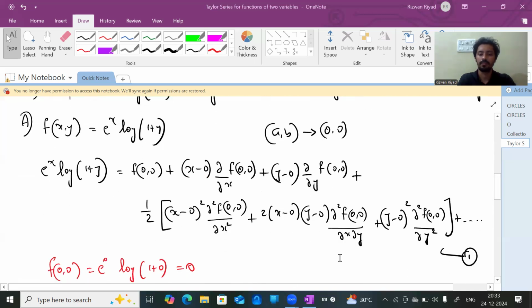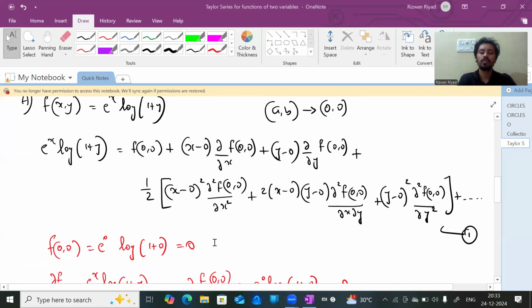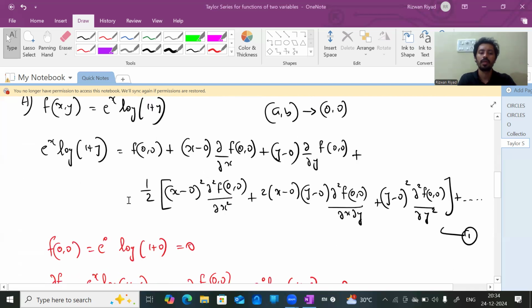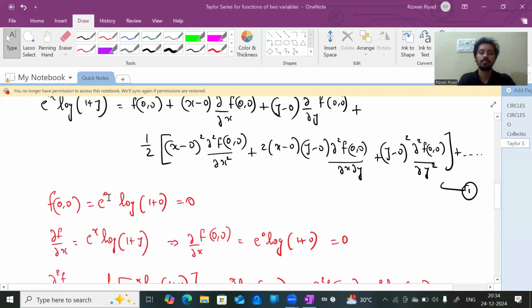Now let's find each of the values. First find f(0,0). What is f(0,0)? This is f(x,y) = e^x log(1+y). So to get f(0,0), put 0 for x and 0 for y here. e^x becomes e^0 into log(1+0). We know that log(1+0) is log 1 only, log 1 is 0. 0 into anything means 0 only. So the result is 0. f(0,0) is nothing but 0.